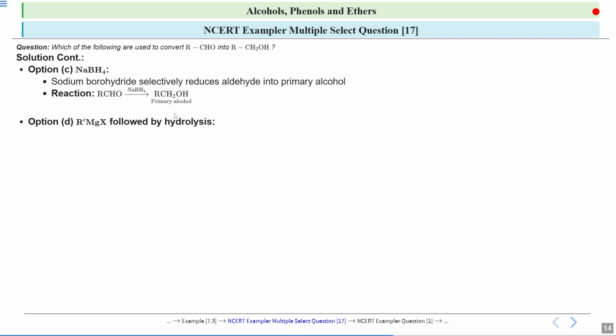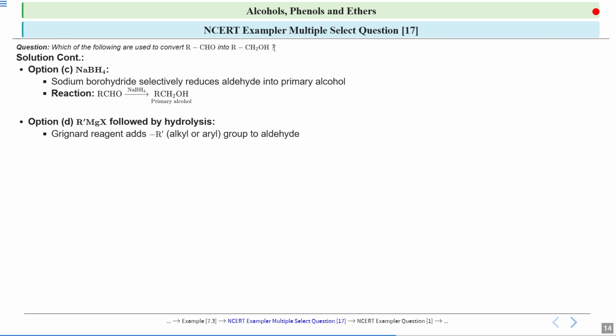Now the last option is RMgX. There is a Grignard reagent, and this is not the right option, because what happens in Grignard reagents is that it adds the R group to the aldehyde. So if there is an aldehyde, look here, this is the aldehyde. So one R group is already present. Next, it will add the R' group, that can be an alkyl or aryl group, to this carbon. So that means this carbon over here becomes your secondary carbon.